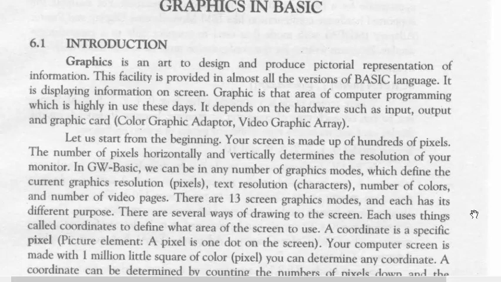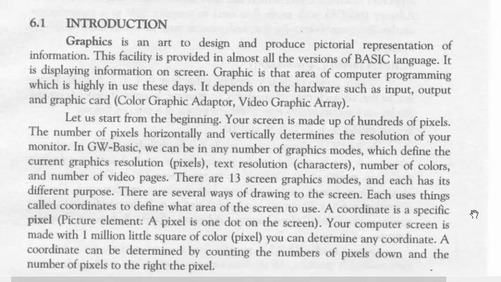There are several ways of drawing to the screen. Each uses things called coordinates to define what area of the screen to use. A coordinate is a specific pixel, picture element. A pixel is one dot on the screen. Your computer screen is made with 1 million little squares of color, pixels. You can determine any coordinate.